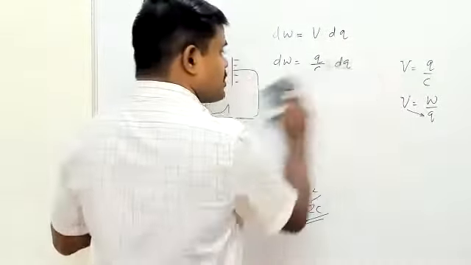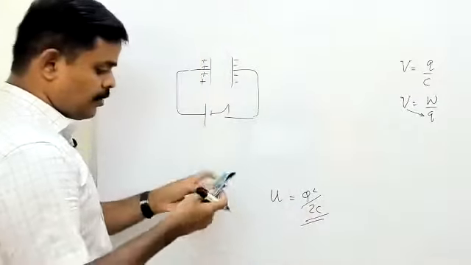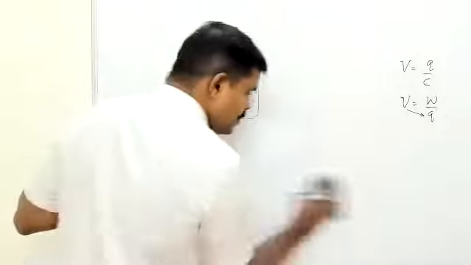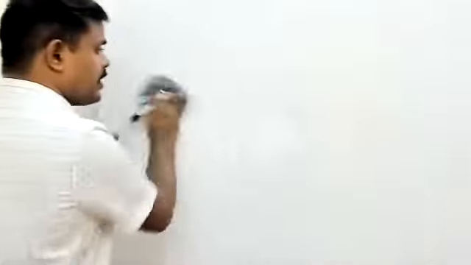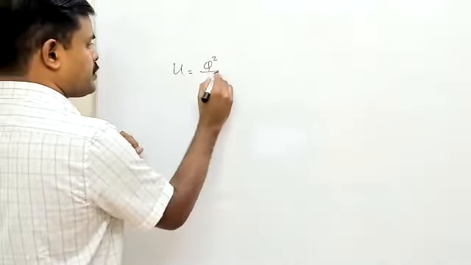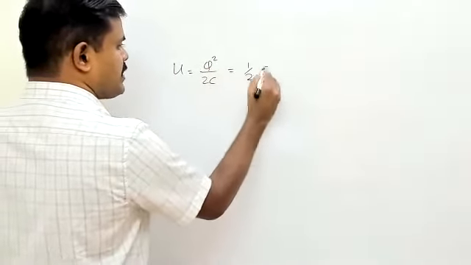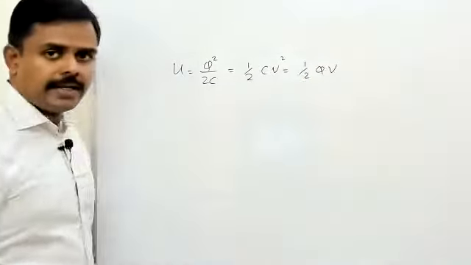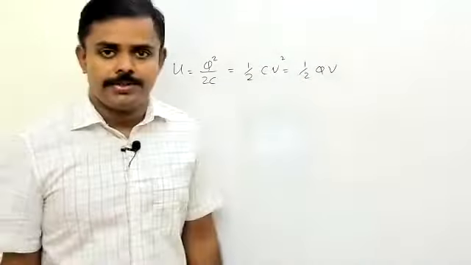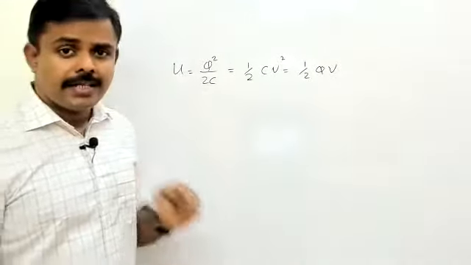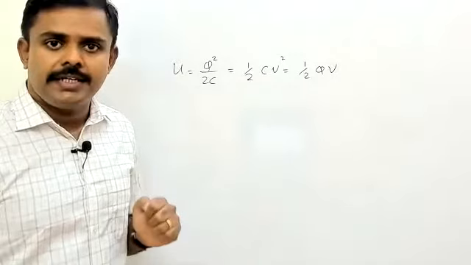Okay, there are other expressions as well. You can modify this equation by putting the value for C, and you get three equations. One is U is equal to Q square over 2C. Second one is half CV square. Third one is half QV. These are the equations for energy stored in a capacitor: Q square by 2C, half CV square, half QV. Okay. And the second question that they ask is energy density.